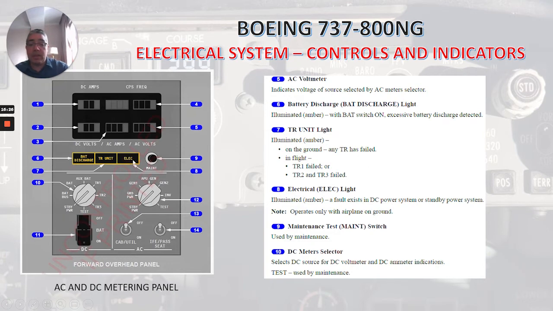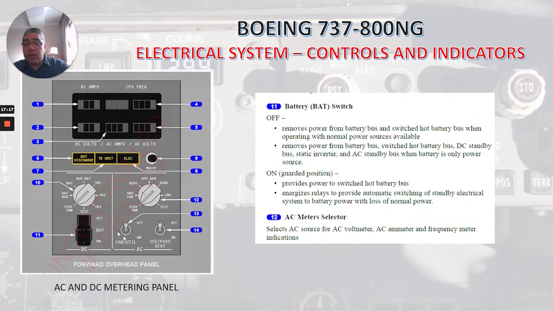If we talk about the ELEC number 8 light, illuminated amber, a fault exists in the DC power system or standby power system. And this note here, it's really good to know, operates only with the airplane on the ground. Number 9 here is the maintenance test switch, used by maintenance. Number 10, DC meter selector, you can see it here, selects the DC source for DC voltmeter and DC ammeter indications. The test is used by maintenance.